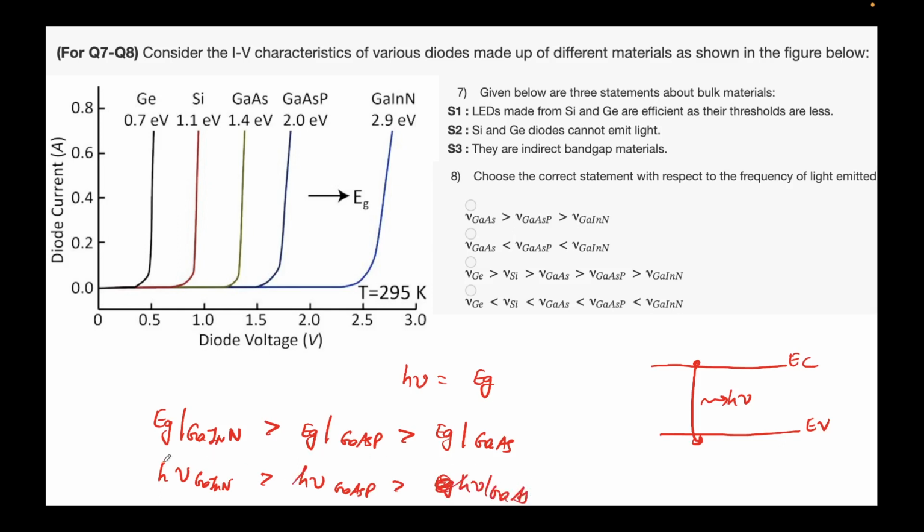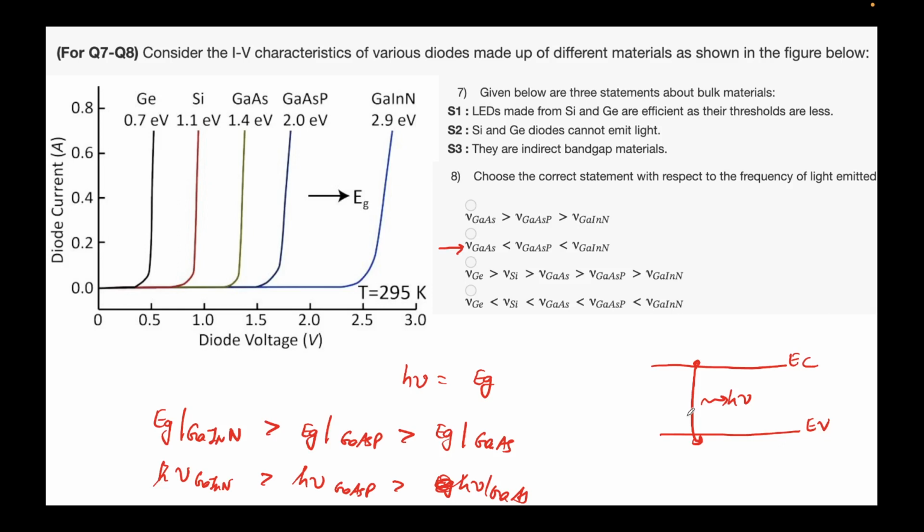h will get cancelled, and what will remain is that the frequency of the emitted photon for gallium indium nitride will be greater than for gallium arsenide phosphide, which is greater than gallium arsenide. So what we'll have is this one. Gallium arsenide will be less than gallium arsenide phosphide and then gallium indium nitride, right? This is the correct option. This is directly dependent only on the band gap, because we are considering an ideal two level system with no non-idealities, no traps, and so on. Okay, so this is a very straightforward system.